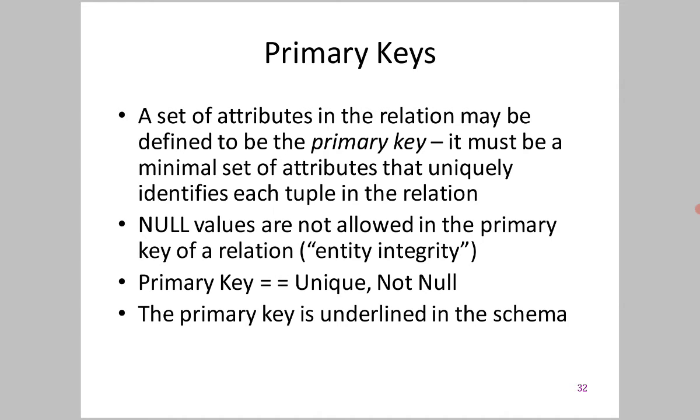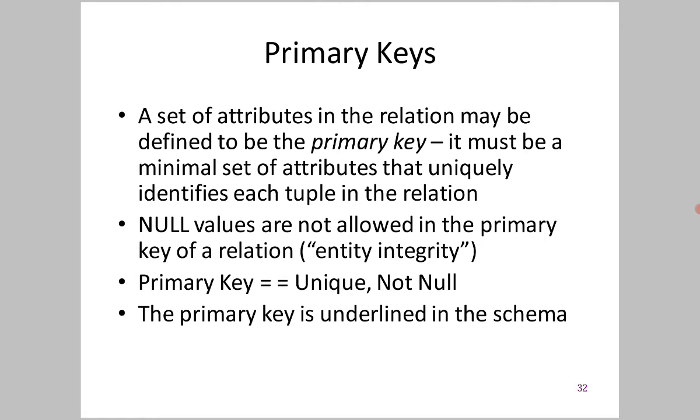Primary keys. So what are primary keys? A set of attributes in the relation may be defined to be the primary key. It must be a minimal set of attributes that uniquely identifies each tuple in the relation. Null values are not allowed in the primary key of a relation. Primary key means unique and not null. The primary key is underlined in the schema.